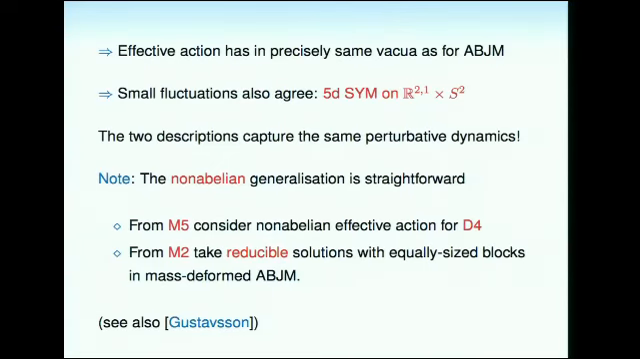I have to say that this is something that we didn't actually do. In the end, it's a very intensive and involved calculation, but we don't see a priori why there should be any problem with extending this to the non-abelian case. I should also say that Gustavsson has a way of obtaining this non-abelian 5D Yang-Mills on R^{2,1} times S² using some 3-algebra techniques.